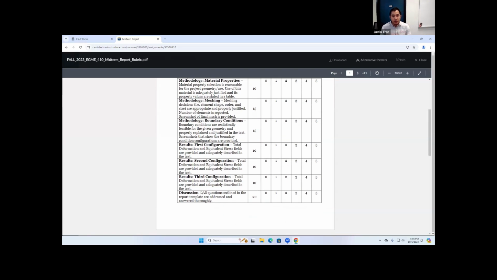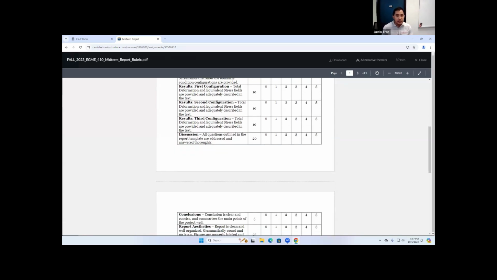All right, so the next three parts of the report here are your results. Okay, so first configuration, second configuration, third configuration. First of all I'm just checking to make sure that you did them, that you have all the figures, so total deformation, equivalent stress. Okay, and I'm also checking to make sure that you adequately discuss those results or explain them in the text.